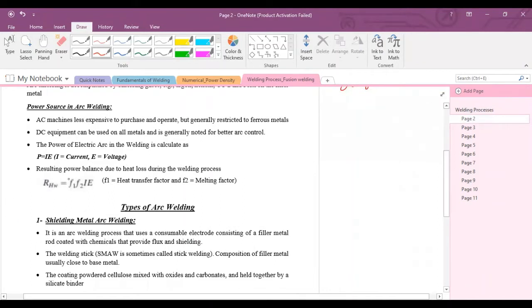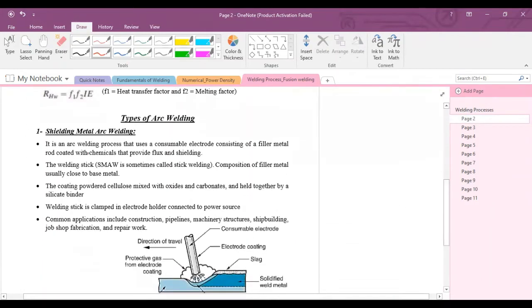And one more thing is the power balance due to the heat loss during the process. As I've already explained in the fundamentals of welding, not all the heat transferred to the metal is used to form the molten pool. Some of the heat is lost into the environment. So the heat gain and heat loss will be balanced by this equation: H_net = f1 f2 IE. f1 is the heat transfer loss factor, and f2 is the metal melting factor.